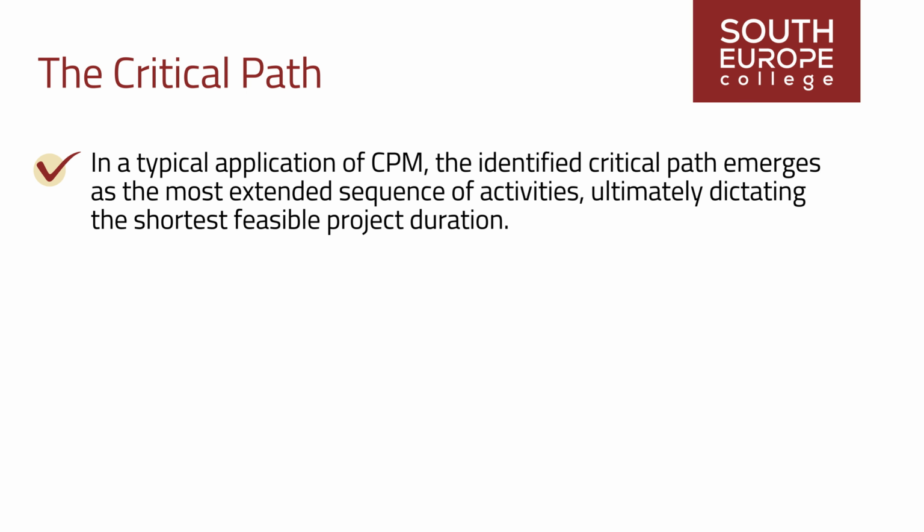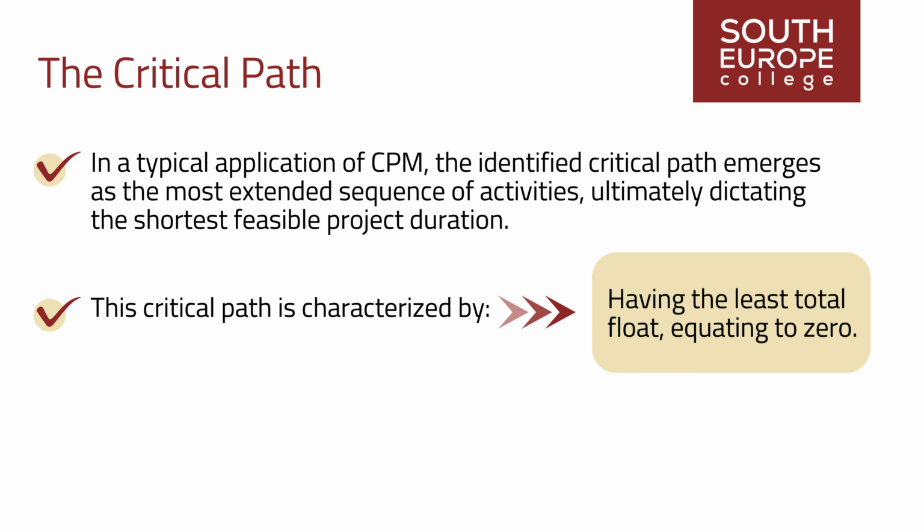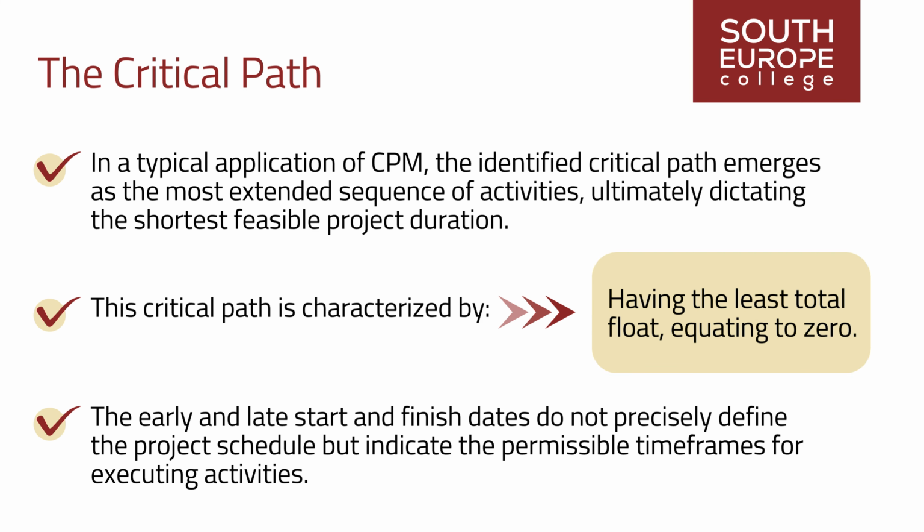In a typical application of CPM, the identified critical path emerges as the most extended sequence of activities, ultimately dictating the shortest feasible project duration. This critical path is characterized by having the least total float, equating to 0. The early and late start and finish dates do not precisely define the project schedule, but indicate the permissible timeframes for executing activities.